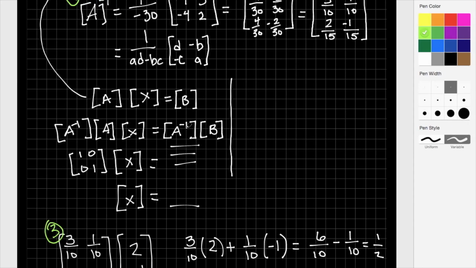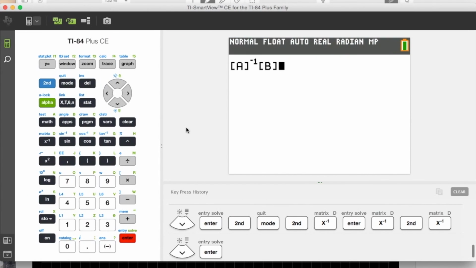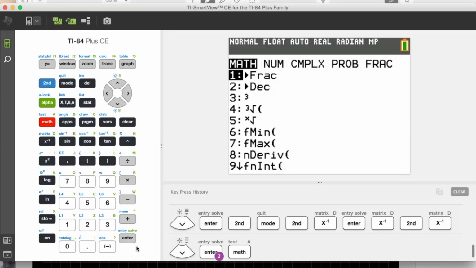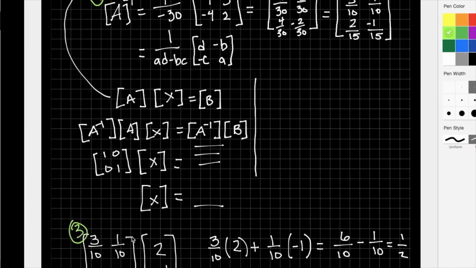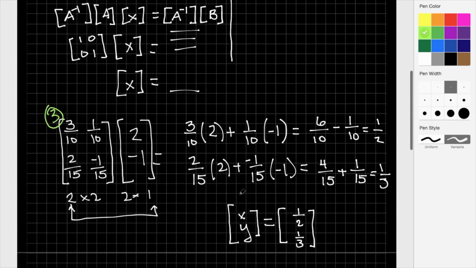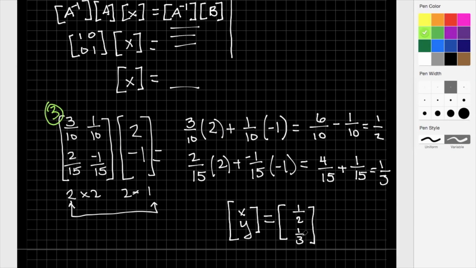I happen to use A and B in my drawing here because I knew that we were going to come back and look at this. And I tend to do that all the time so I don't get confused. And so if I hit enter, it shows me here I have 0.5 and 0.33333. So let's change that to fractions. And I believe we know what that's going to be, but it's 1/2 and 1/3, exactly what we found it to be here. That was a lot faster.